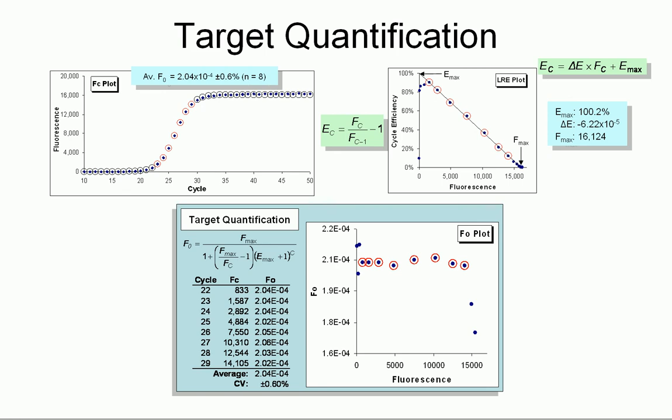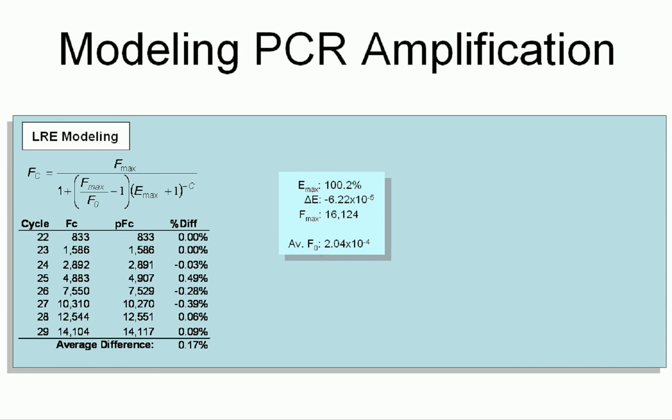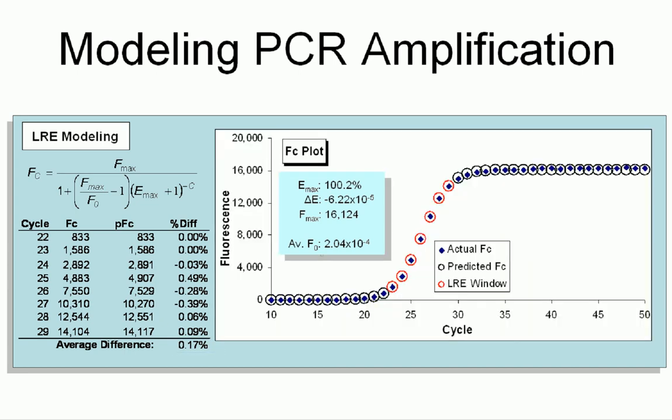This then leads to the final aspect of LRE analysis, which is the ability to model PCR amplification. Using Emax and delta E, along with the average F0, reaction fluorescence can be predicted for each cycle within a profile using the second LRE derivative. This table summarizes the results produced by the cycles within the LRE window, in which the predictive fluorescence readings, referred to as PFC, are compared to the actual fluorescence readings, with the difference expressed as a percentage. This illustrates the high level of precision that can be achieved with LRE modeling, generating an average difference of only 0.17% over a 17-fold increase in reaction fluorescence.